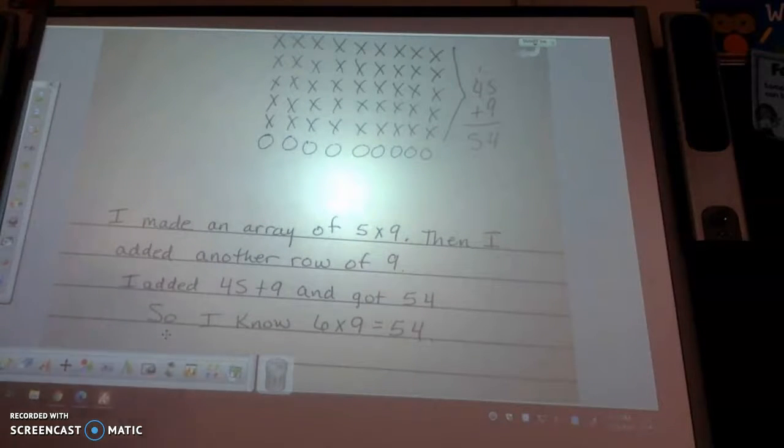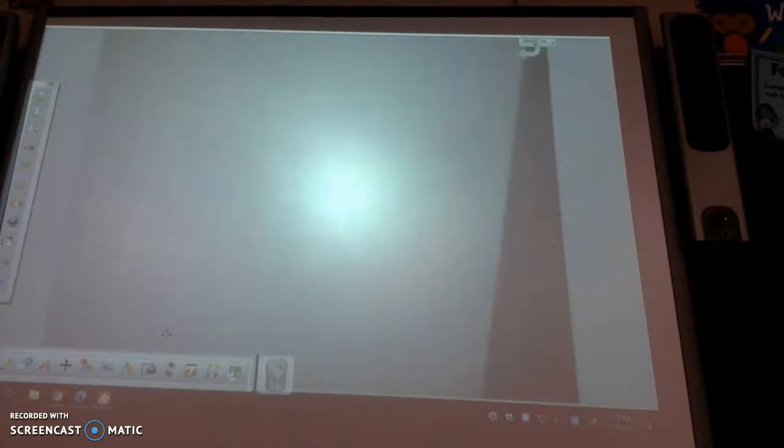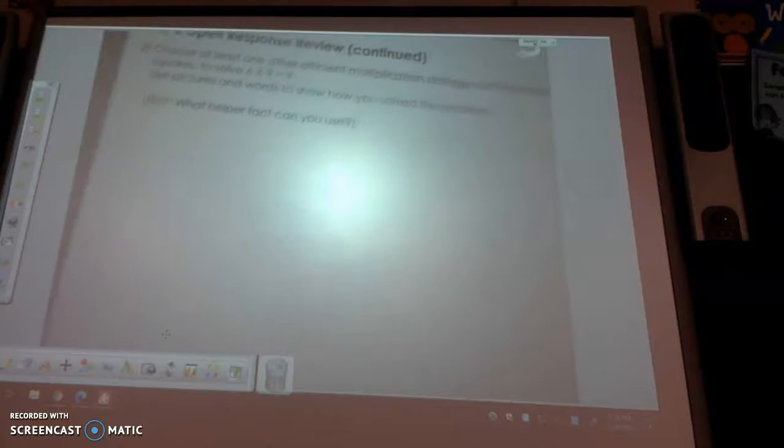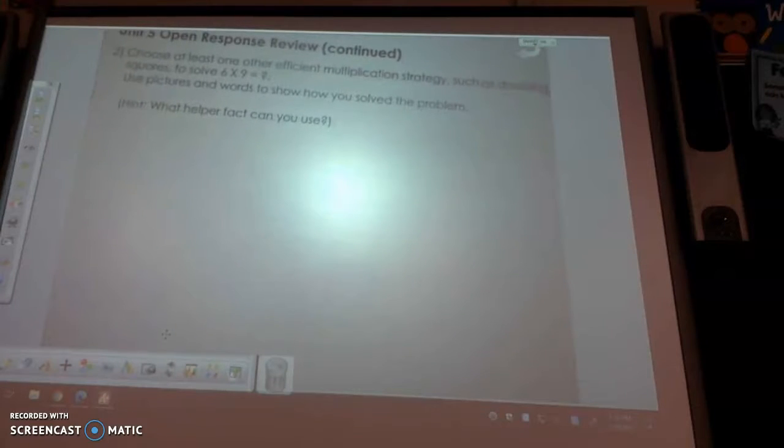And I am so sorry for the dot that you're seeing on the screen here. That's the projector. Now, I am going to go ahead and turn this over because you have another page to do, which is over here. And on this one, it says, choose at least one other efficient multiplication strategy, such as doubling or near squares to solve 6 times 9. Use pictures and words to show how you solve the problem.